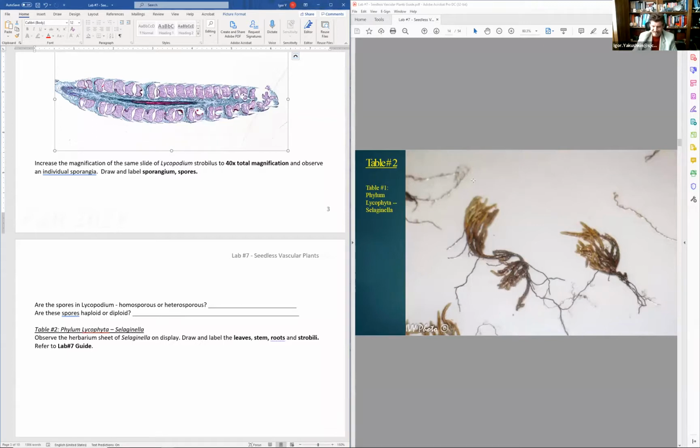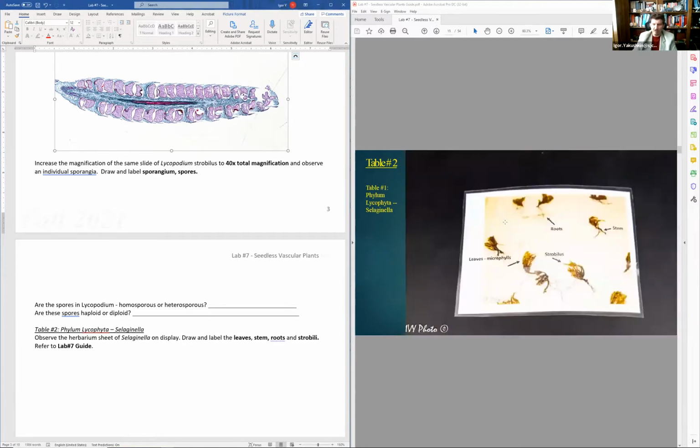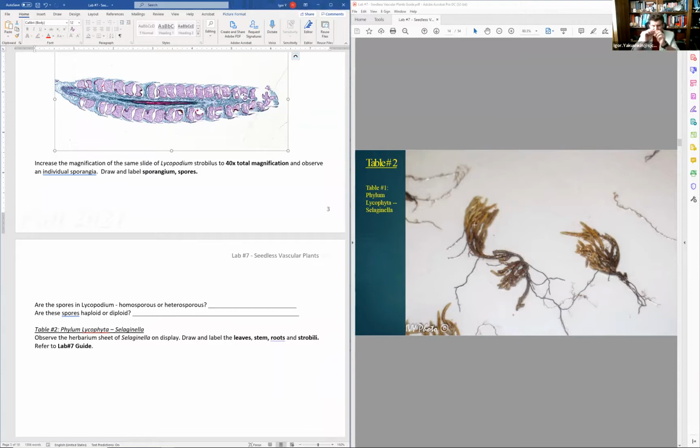So stem, all of that is essentially a stem right here. Those ones, the thinner parts, that would be roots, of course. Leaves are almost impossible to see because they are tiny little bitty ones. And then on top, you will have a strobilus right here.